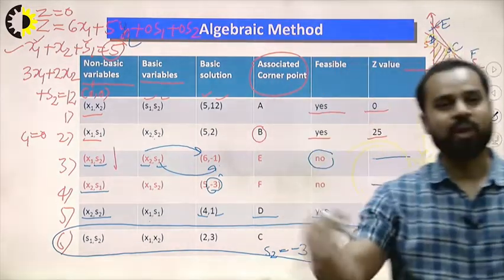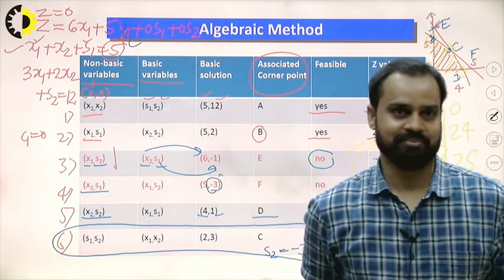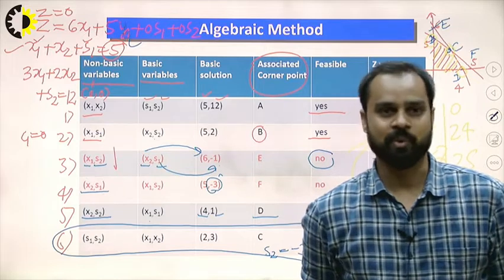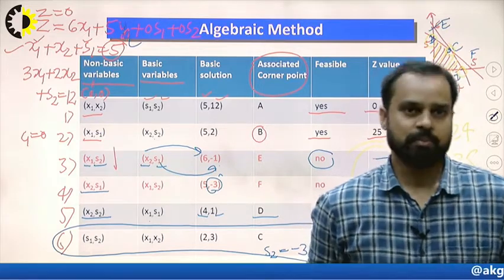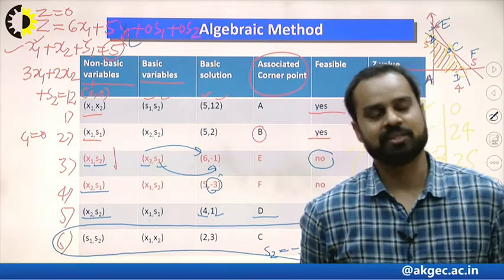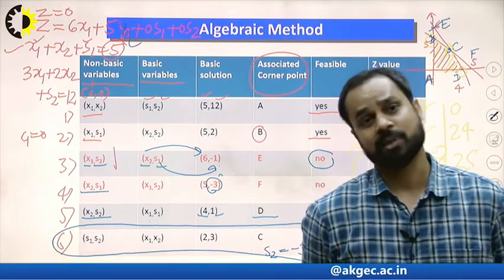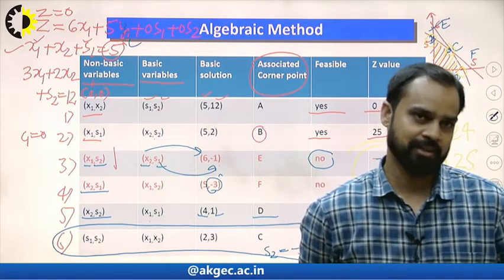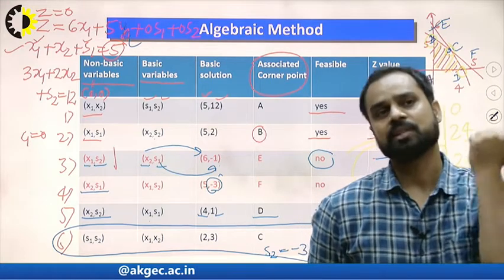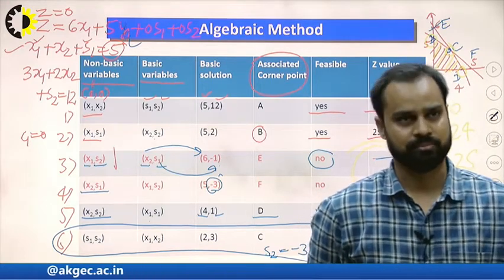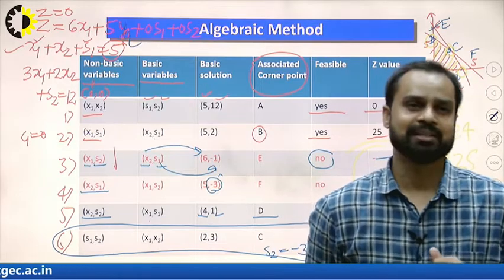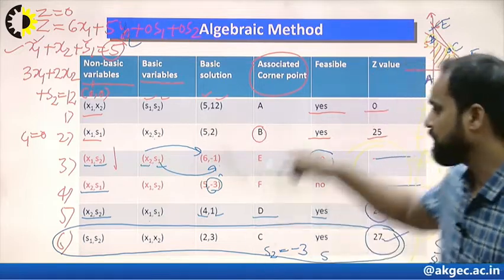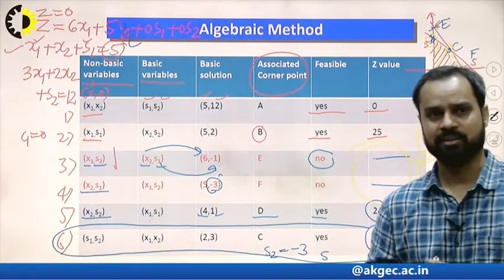And all these qualities come in the simplex method. That's why the simplex method is the most powerful tool for this LPP problem. We can solve problems with the graphical method, the algebraic method, and the simplex method. Any type of LPP can be solved with the help of the simplex method. But the graphical method has a limitation: only 2 variable problems can be solved. And this algebraic method has a lot of limitations, right?